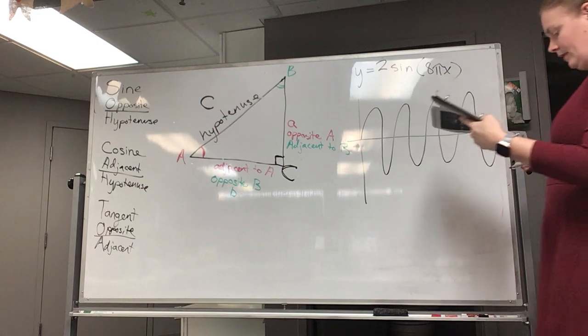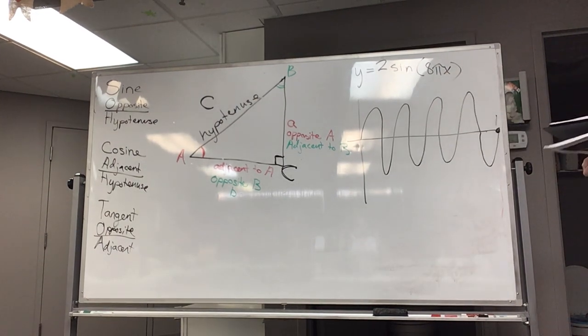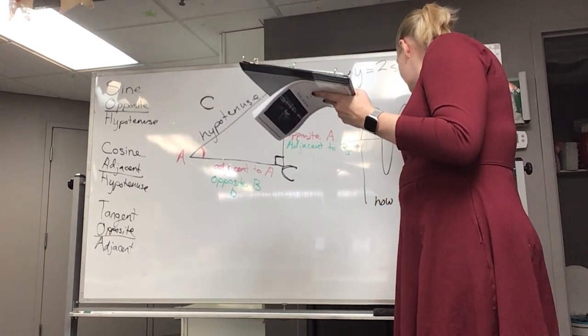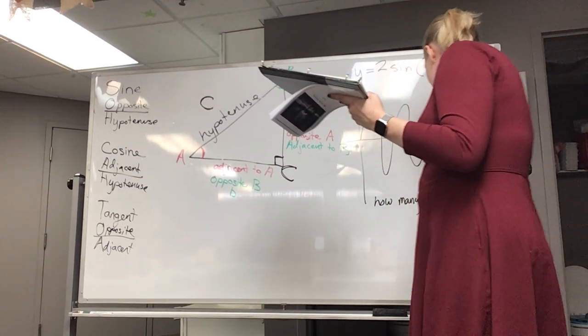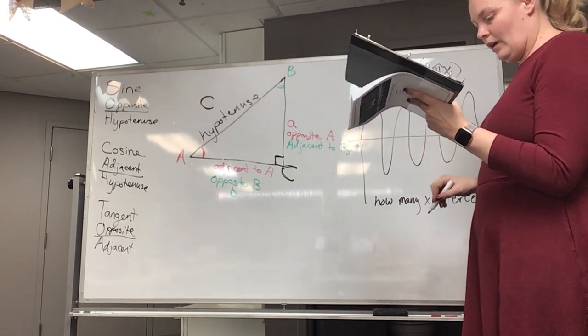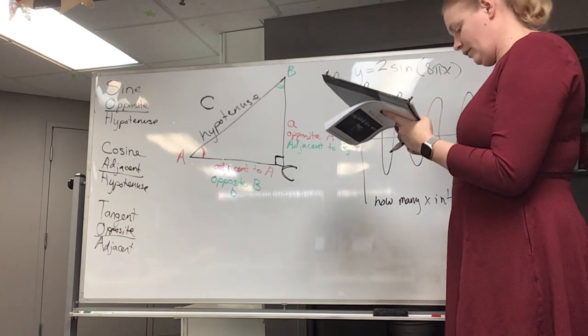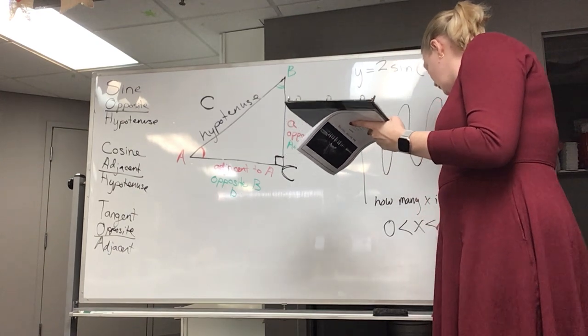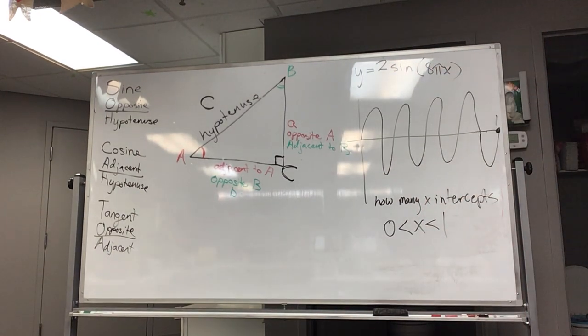And then right here, they tell us that this is 1. So we've got this lovely loopy looking graph. They gave us this crazy equation, and then they ask, how many x-intercepts? And the equation is from 0 to 1.